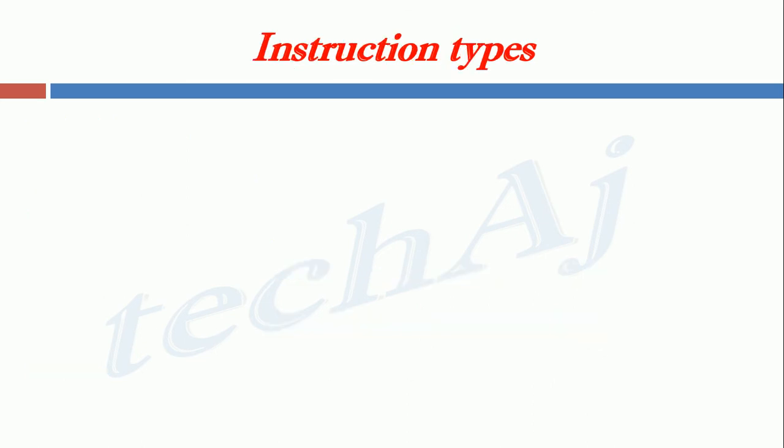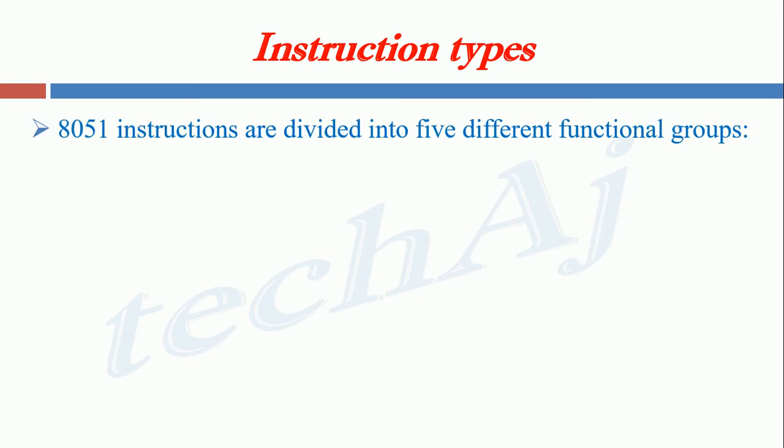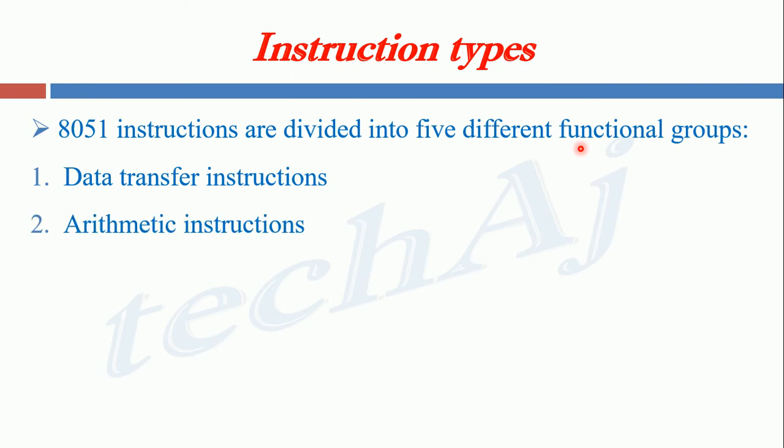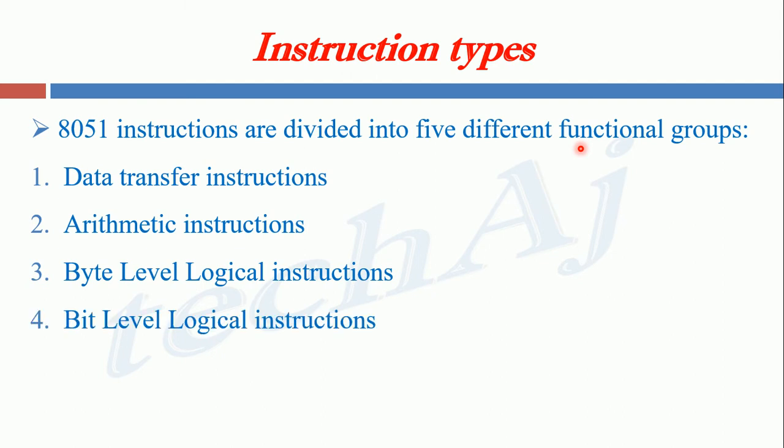Let us discuss what the different types of instructions in the 8051 microcontroller are. All the instructions of the 8051 microcontroller are divided into 5 different functional groups. First one is data transfer instructions. Second, arithmetic instructions. Third, byte level logical instructions. Fourth, bit level logical instructions. And fifth, program branching instructions. Let us discuss all these instruction types in detail one by one.